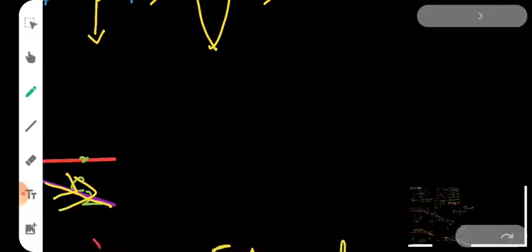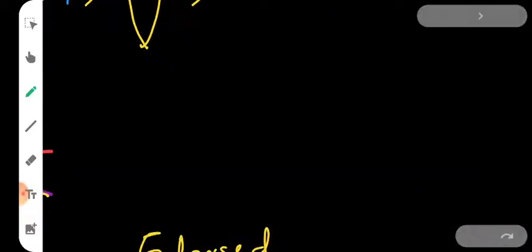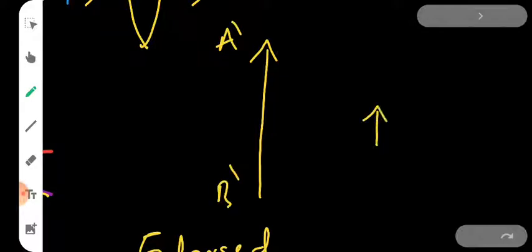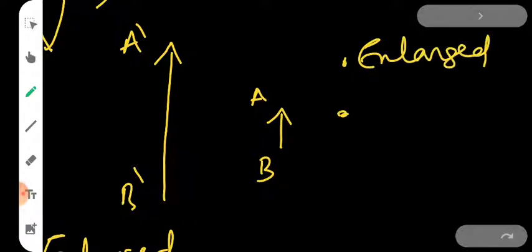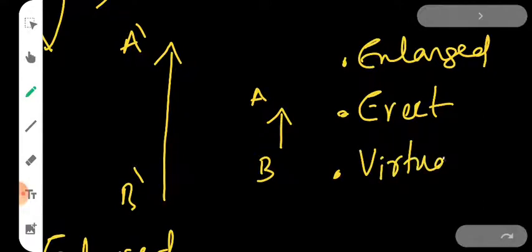So let me just compare the sizes and the nature. Here you had the image A prime B prime, and here you had the object AB. It's very clear that the image is enlarged. What about the orientation? Of course, it's erect. And the type of the image, is it in the real world? No, it's just an apparent image. It only appears to be there, which means it's not a real image, but it's instead called a virtual image. So it's virtual.